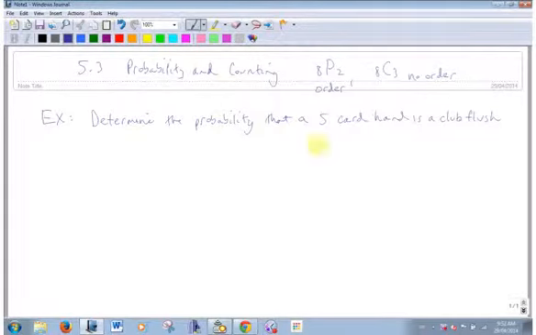Okay? So, determine the probability that a 5-card hand is a club flush. Well, you kind of got to know gambling a little bit. Who plays poker? What is a flush? All same suit. And in this case, what suit am I talking about? Clubs. Are we supposed to know that? Well, that's why I'm telling you.